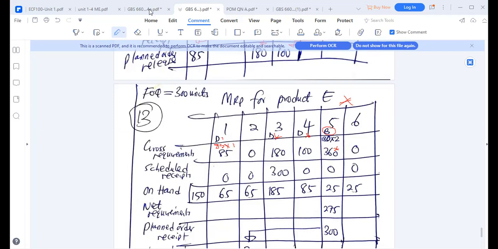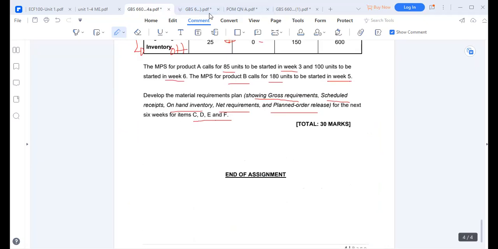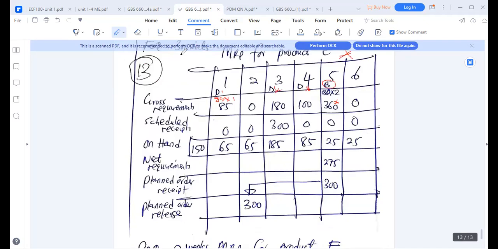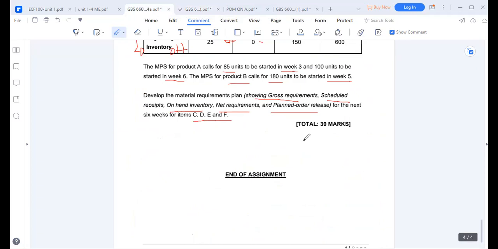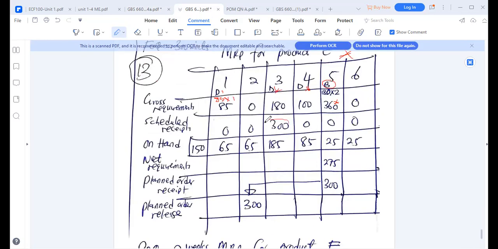Now, for E, we need to check what is happening. Fixed order quantity is 300 units. So meaning when there's a shortage, whenever there's a net requirement, we need to order 300 units. Net requirement simply means the shortage. All right, so now we have to check what we have as on hand. On hand is 150, and then we have the scheduled receipts of 300 in week 3.